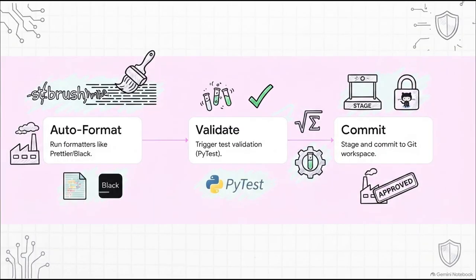Let's break down the mechanical steps of that brush in action. First, it runs deterministic auto-formatters. Think Prettier for JavaScript or Black for Python, instantly standardizing the syntax. Second, it immediately triggers test validation tools, like PyTest, directly on the freshly edited files. And only after the newly generated code is mathematically proven to pass its tests does it reach step 3, staging and committing to the Git workspace. Because of this mechanical brush, every single file leaves the factory floor spotless, perfectly formatted, and tested.